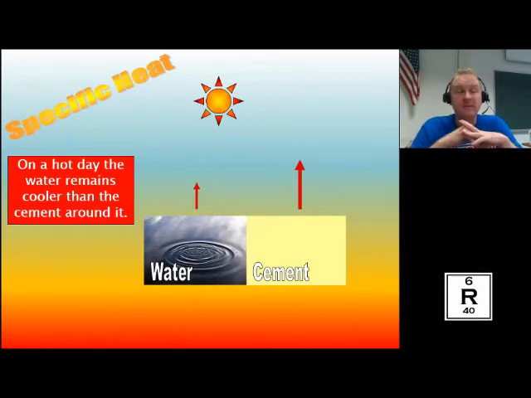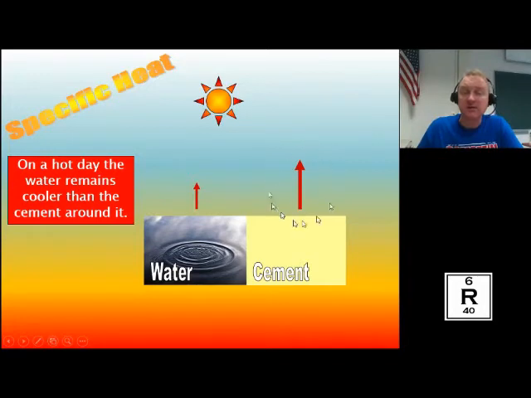And so the water and the cement are both only being heated by the sun. The energy of the sun is heating both the water and the cement, but the cement is releasing so much more heat. The cement got so much hotter than the water did. Okay, this has to do with specific heat, and I'll tie it together in a moment.